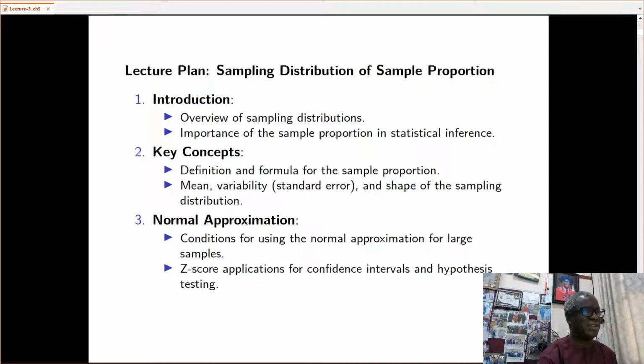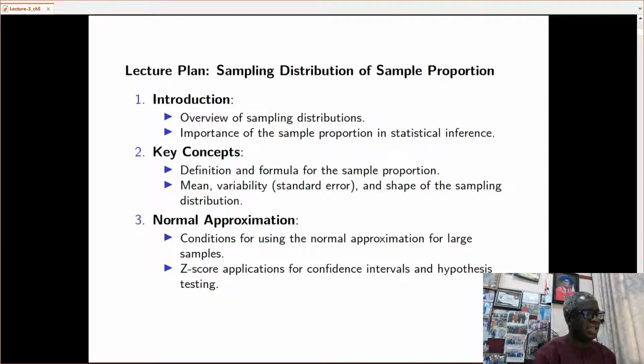We will discuss key concepts like the mean, variability, and shape of the sampling distribution. Then we will explore the normal approximation, its conditions and applications, including Z-scores. We will walk through practical examples and real-world scenarios to deepen our understanding.